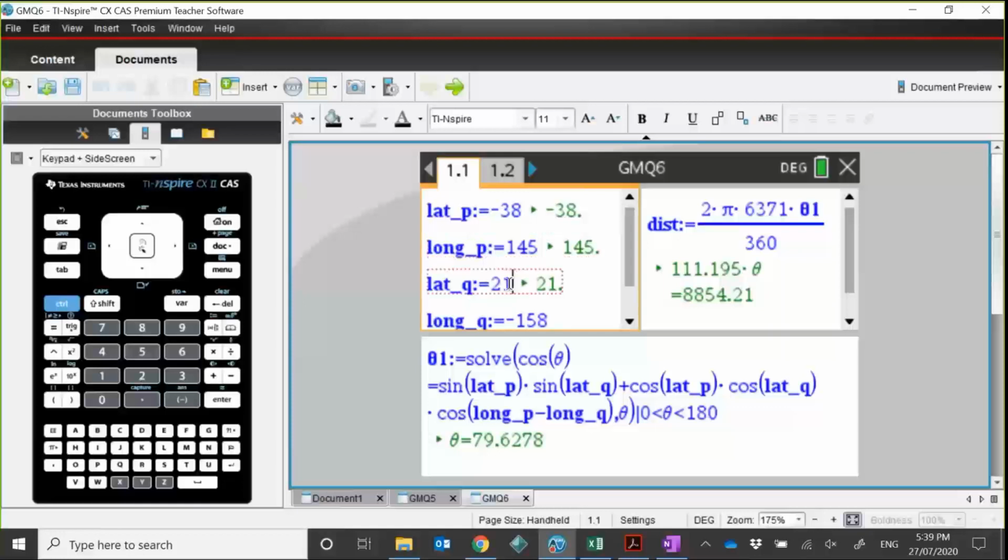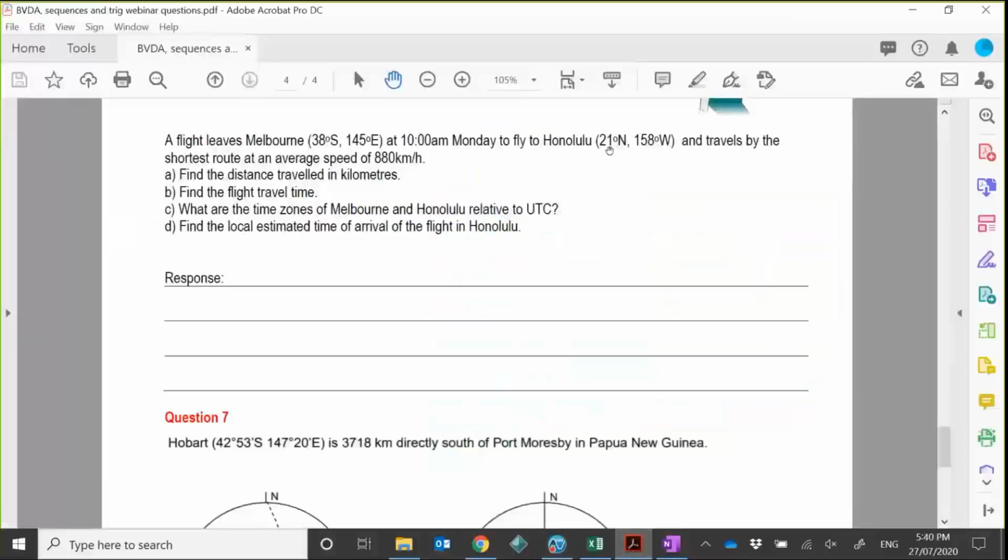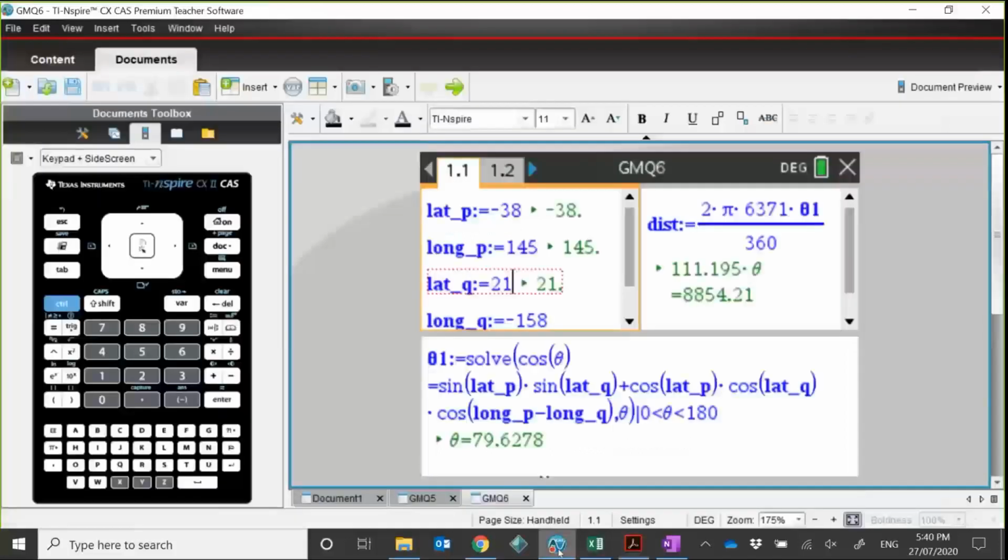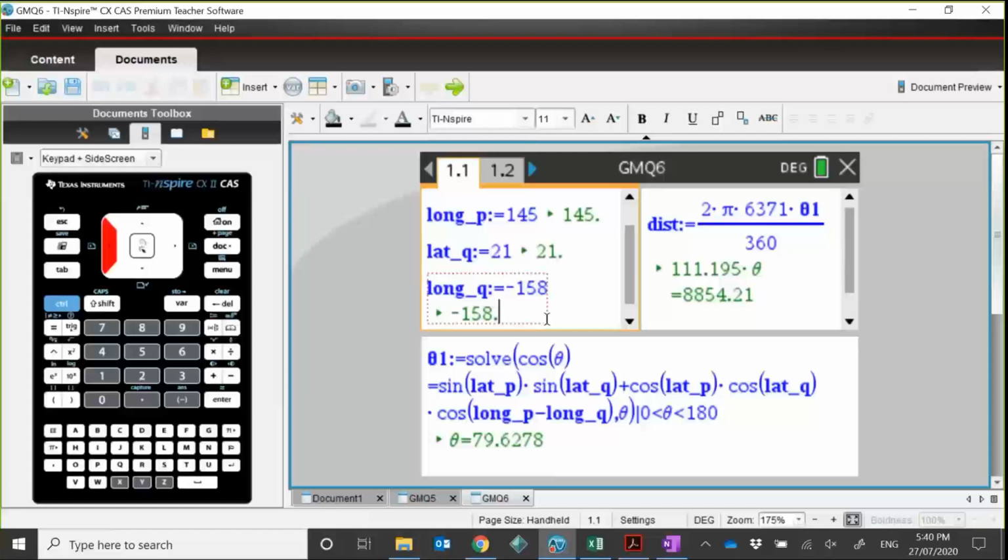We then jump down to the next one, which is Honolulu. Honolulu is 21 north, so that's going to be plus 21, and 158 west, so that's minus 158. We plug those numbers in. So 21 north, positive 21, and minus 158, because we are in the western side of Greenwich Mean Time. You put those numbers in.